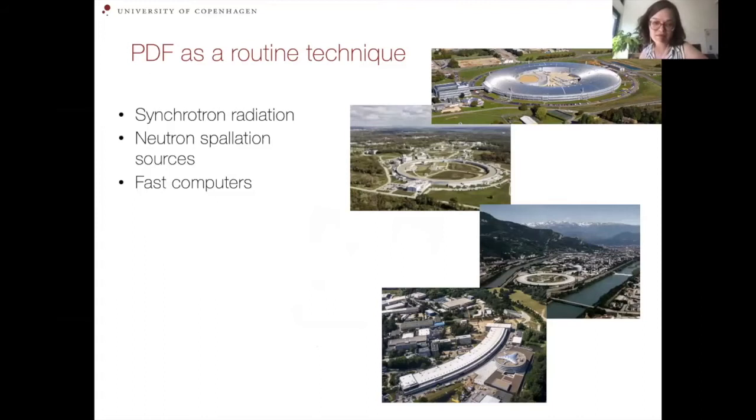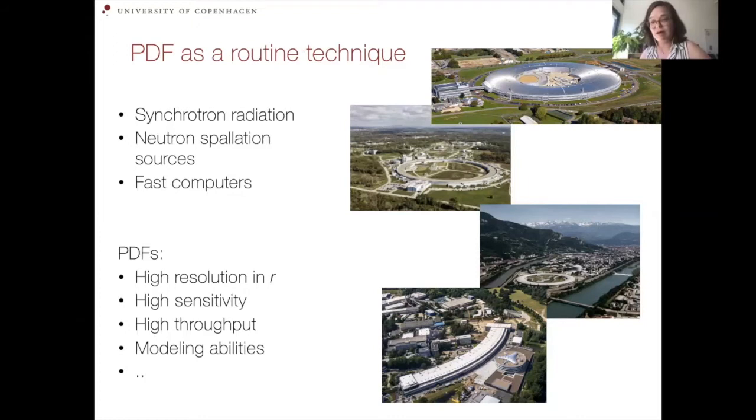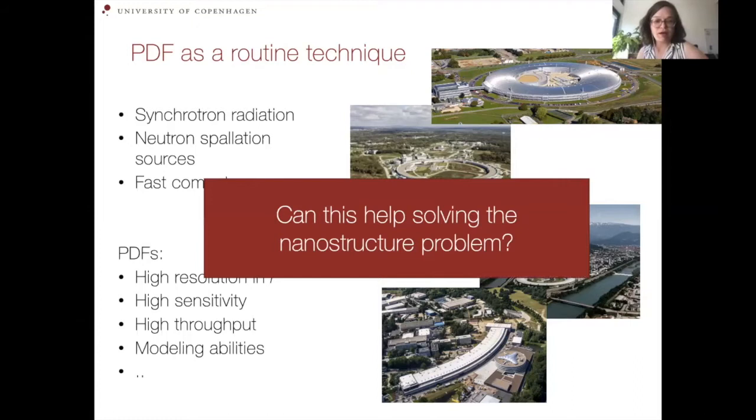We have synchrotrons, and we have neutron spallation sources that can give high energy radiation, and we have fast computers. That means for the PDFs that we can have high resolution in R, we can have high sensitivity, and we can collect lots and lots of data, and we're also getting much better at modeling, also because of computer power. So PDF really is becoming a routine technique for a lot of scientists, chemists, physicists, geologists, and pretty much wherever you look. So the question, of course, is: can this help in solving the nanostructure problem? And I hope I can show you that yes, we can.